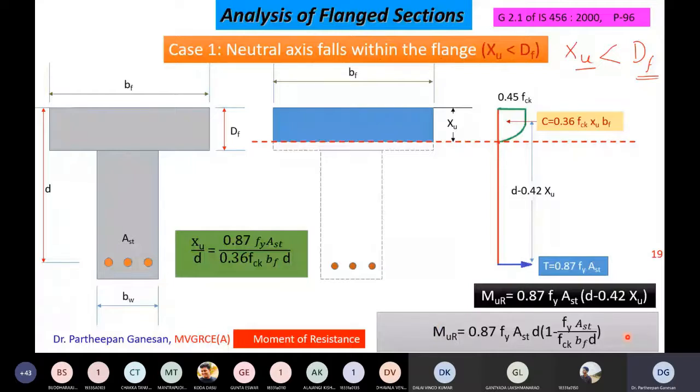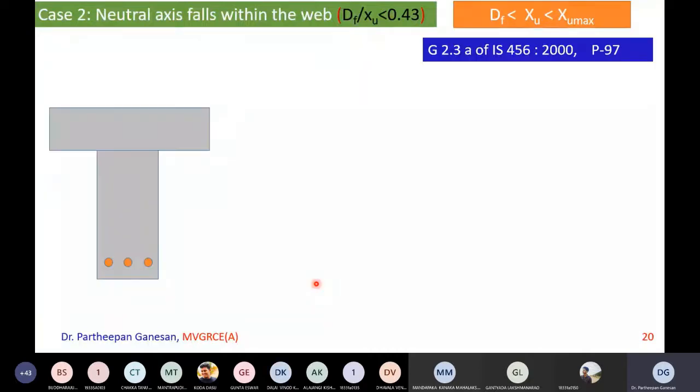Now case 2, neutral axis falls within the web. There are two cases here. Neutral axis falls within the web, in other words, Df by XU is less than 0.43. I will let you know why it is mentioned as Df by XU less than 0.43. Why not in some other way? So where your XU value is greater than Df. Greater than Df means what? Df is the thickness of the flange. So this is AST.